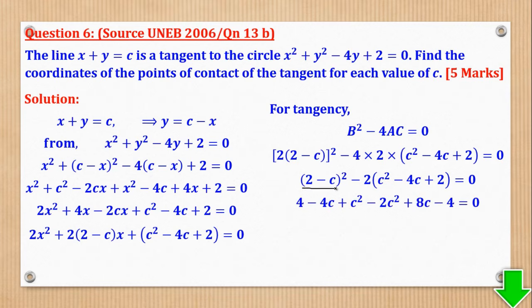Then expand further. This one expanded gives you this, and opening brackets for this, you come up with this. Collect like terms, you'll be able to come up with that. Then factorize and get the two values of c. C will be 0 or c will be equal to 4. Now they told us for each value of c, get the coordinates of the points of contact of the tangent.